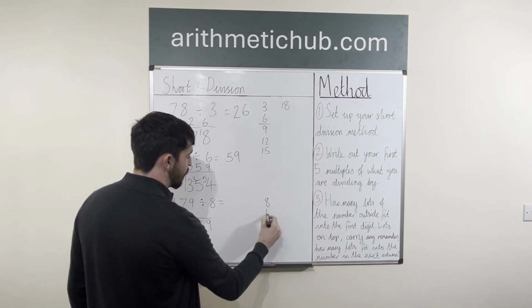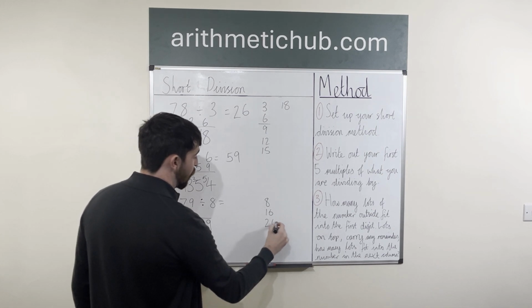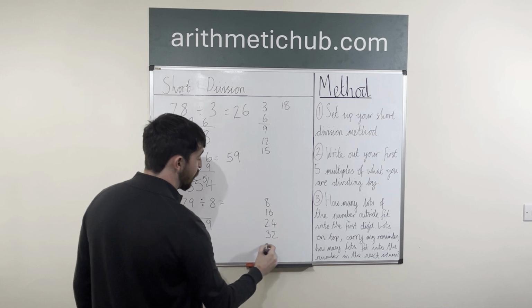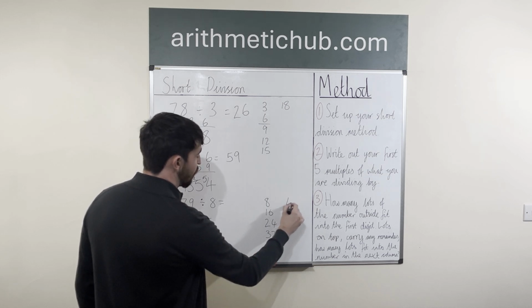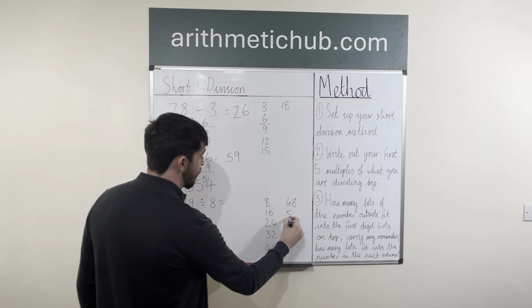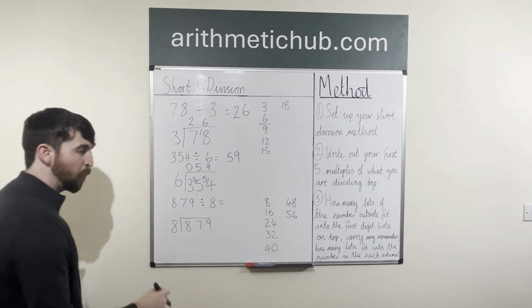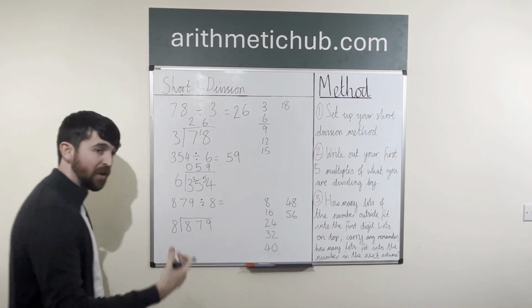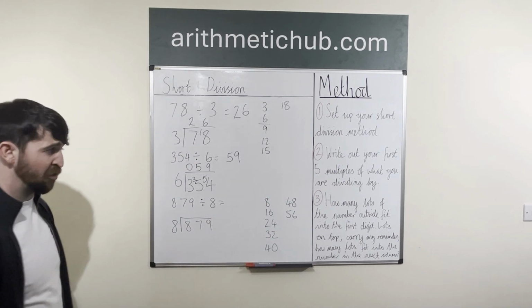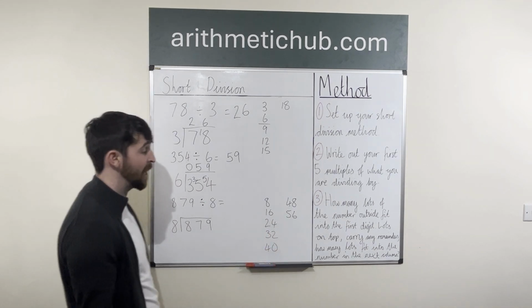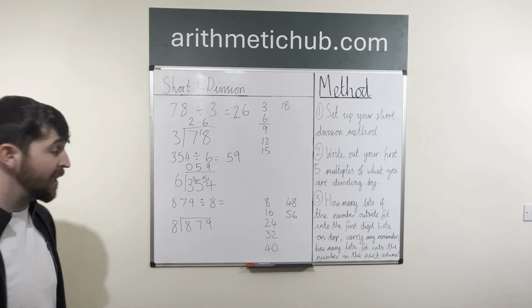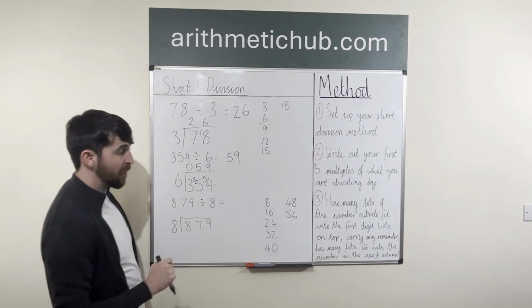8, 16, 24, 32, 40, 48, 56. Oh my word, I've gone well past 5 lots there, but that's okay. Sometimes you're going to need it, and if you carry on, it's good practice for you to do your 8 times tables, those kinds of things like that. You might need it, you might not. Let's have a look at this then.